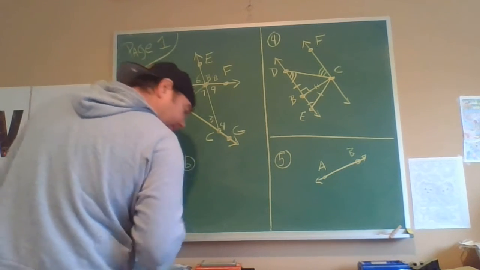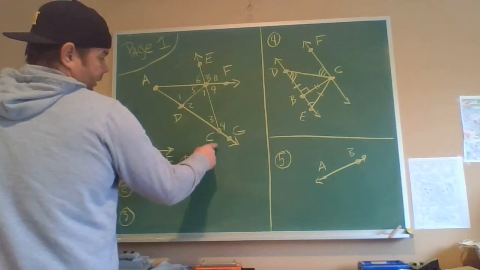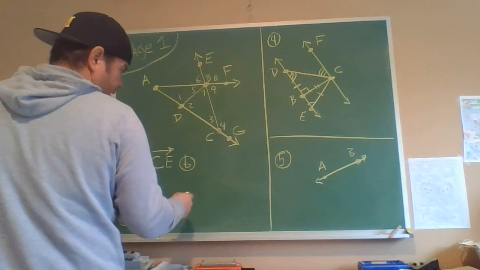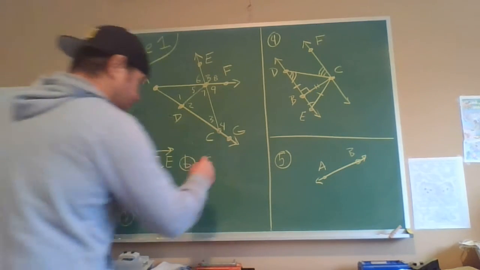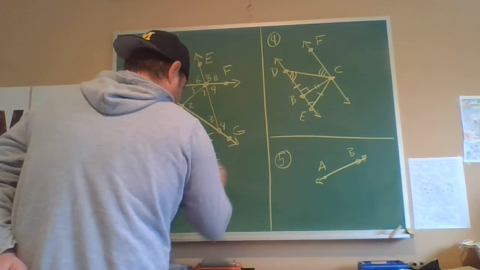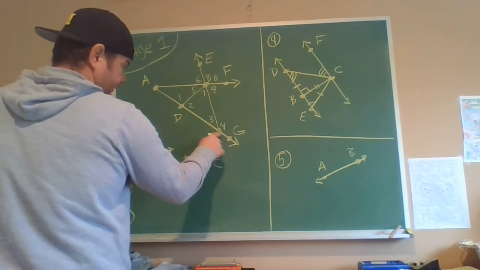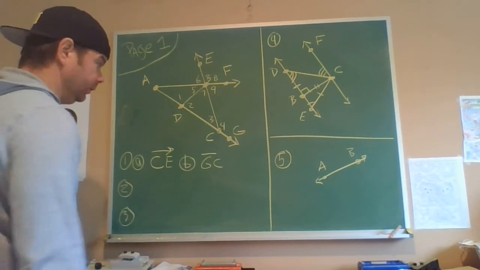Okay. Part B, it says give another name for the segment CG. CG is this tiny one right here from C to G. If it's a segment, the order of the endpoints doesn't matter. So I can also name this segment GC because it contains the same 2 endpoints and all of the points in between, and so we're good with that.